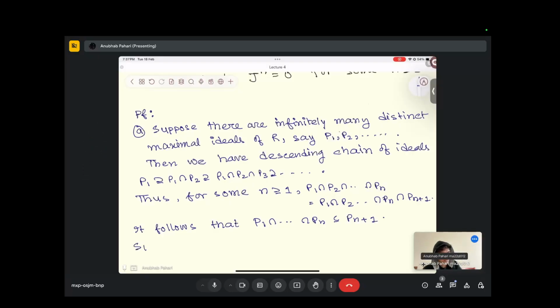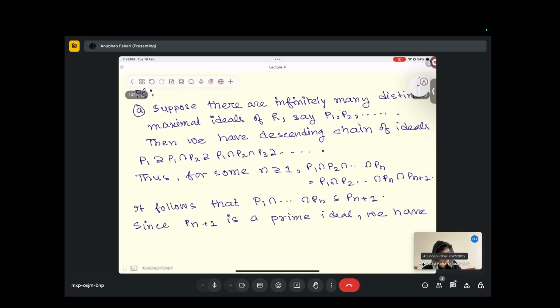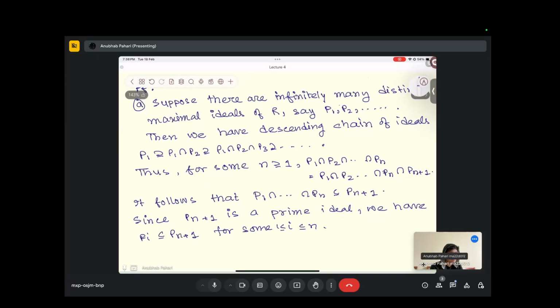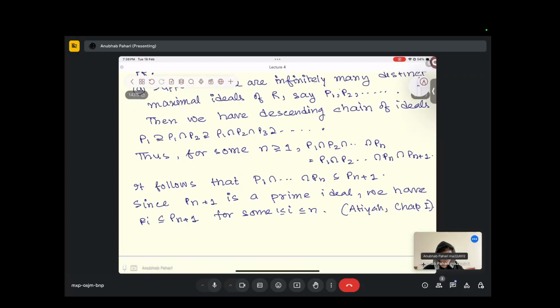Now, since Pn plus 1 is a prime ideal, we have Pi contained in Pn plus 1 for some i. This is from Atiyah's first chapter: if a prime ideal contains the intersection of some prime ideals, then it contains one of them. I will mark here chapter 1, maybe 1.11 or 1.12, I don't recall clearly, but you can see it there.